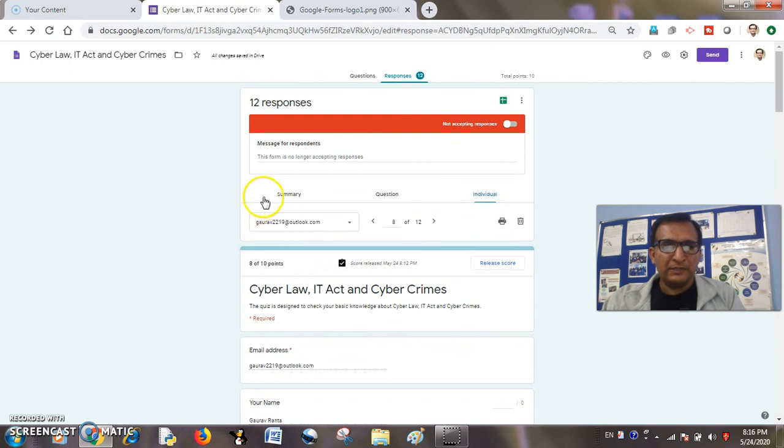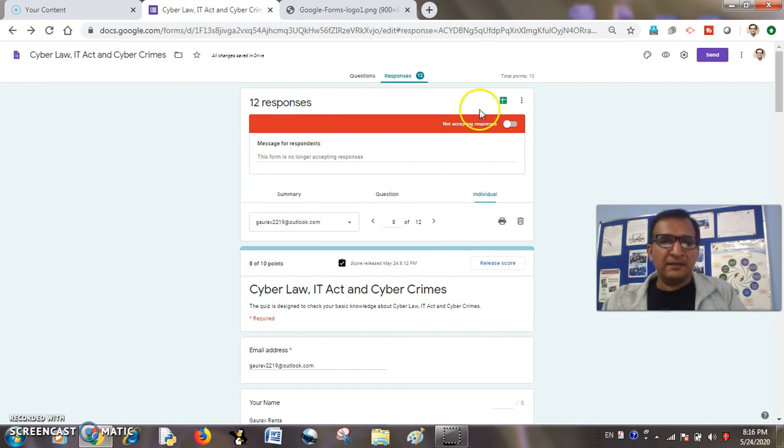So these are the three tabs which help me get a deep insight into this quiz and the responses by the students, and assess my class so that I may be able to address the issues which are being raised by the students indirectly through responses to this quiz.